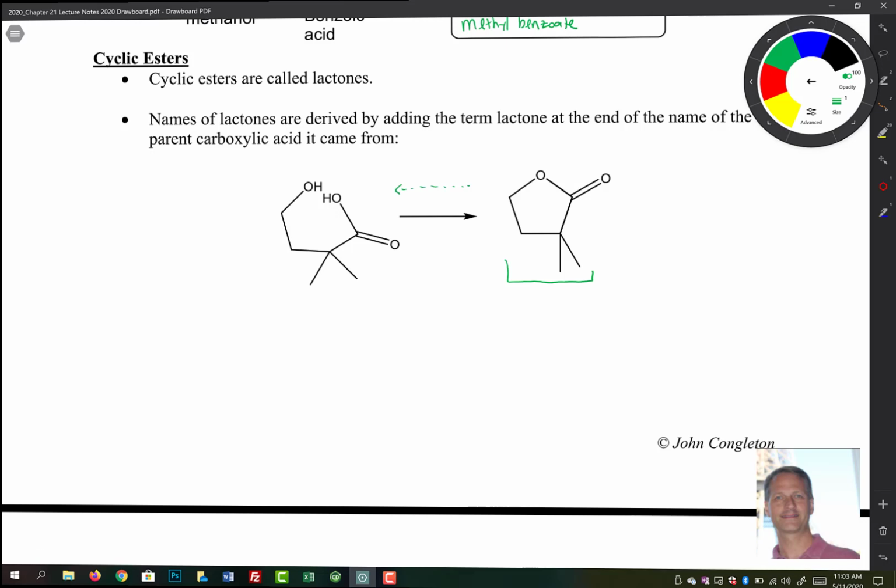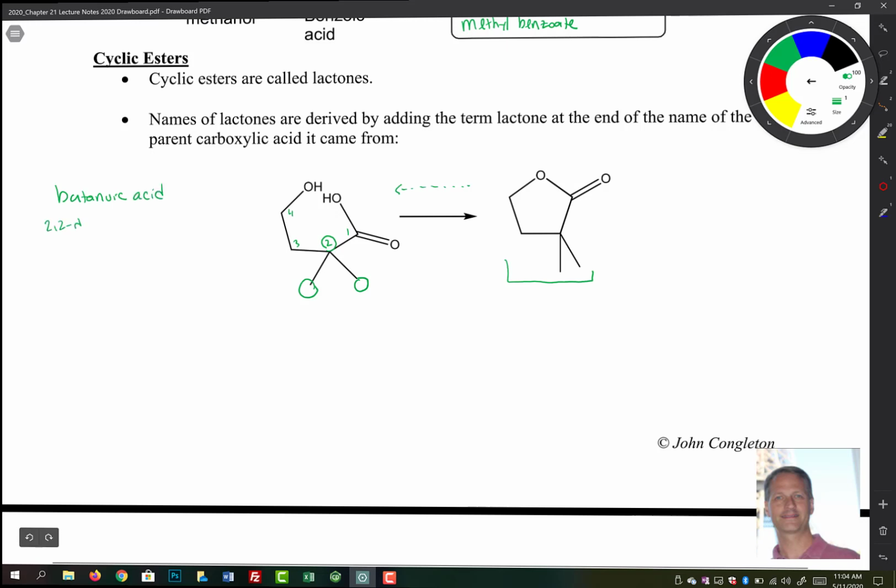So first we notice that it's a carboxylic acid. It's 1, 2, 3, 4. So it's a but-, right? So we know it's a butanoic acid. And at carbon number 2 you have a methyl and a methyl. So it's a 2,2-dimethyl. Right, so we have a butanoic or butyric acid.